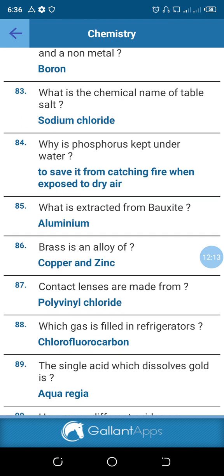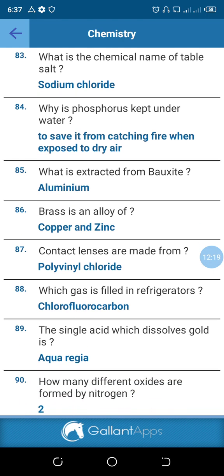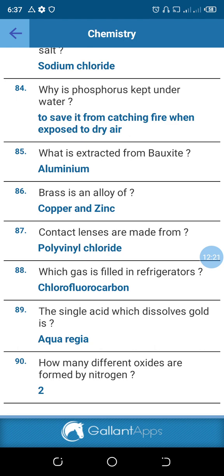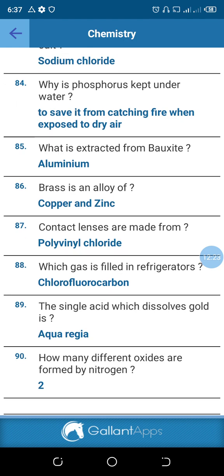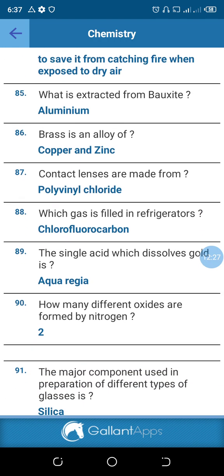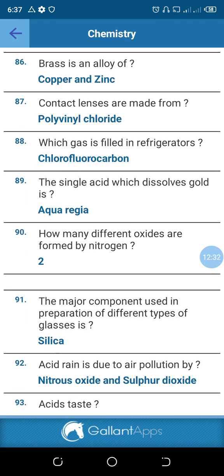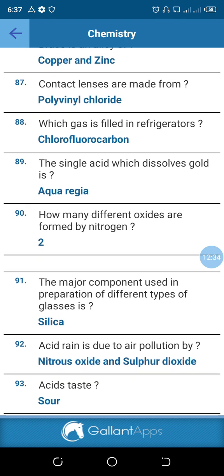Boron. What is the chemical name of table salt? Sodium chloride. Why is phosphorus kept underwater? To save it from catching fire when exposed to dry air. What is extracted from bauxite? Aluminium. Brass is an alloy of copper and zinc. Contact lenses are made from polyvinyl chloride.